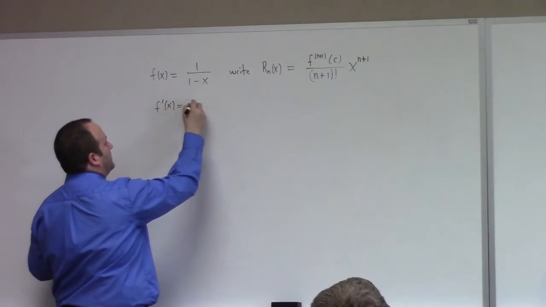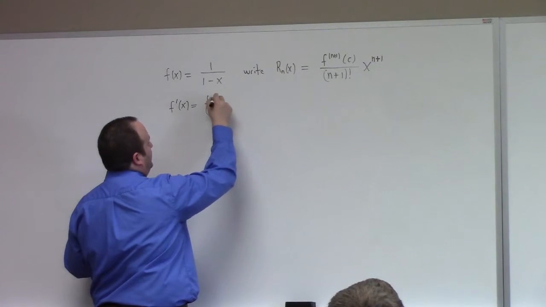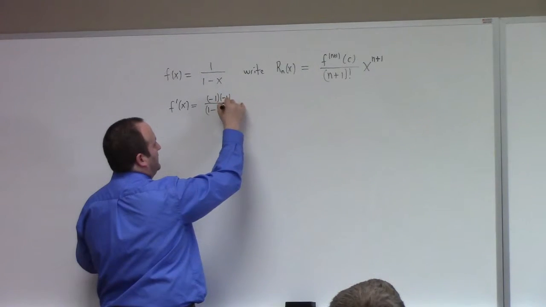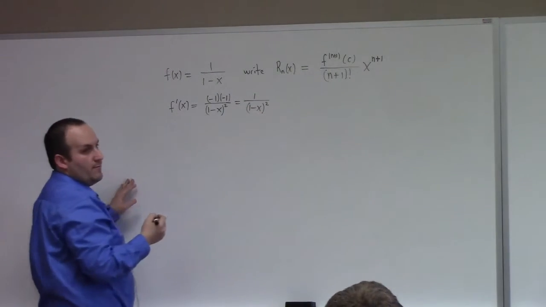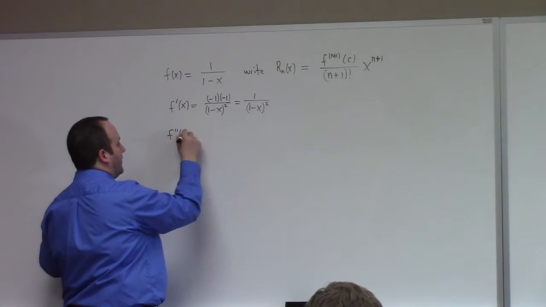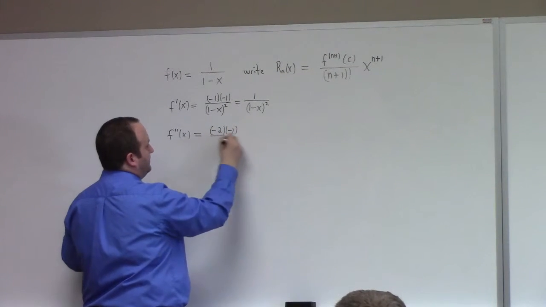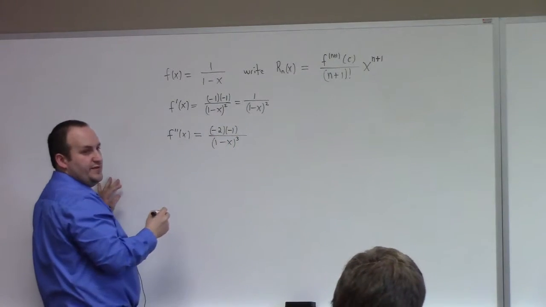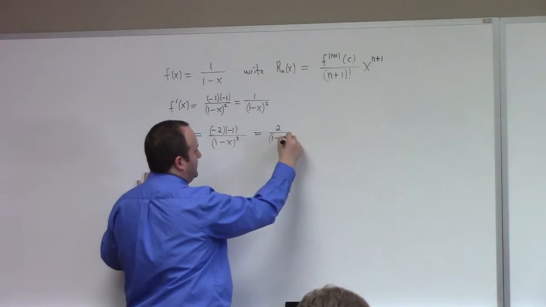What's f prime of x? So there's a minus 1 from the chain rule, right? There's another minus 1 because it's the reciprocal function. So you get 1 over (1 minus x) squared, right? Then you differentiate again. You get minus 2 times minus 1, right? Let me just clean it up a little bit before I go to the next step. This is 2 divided by (1 minus x) cubed.